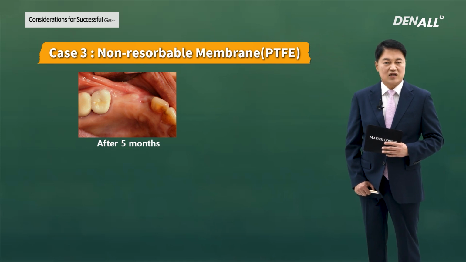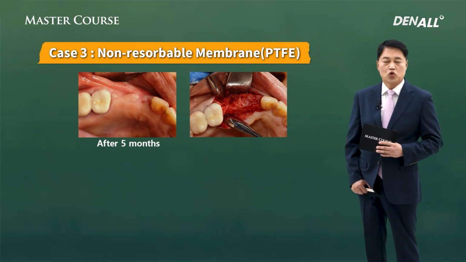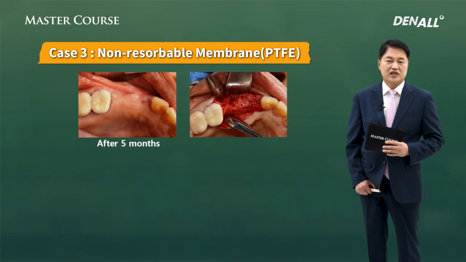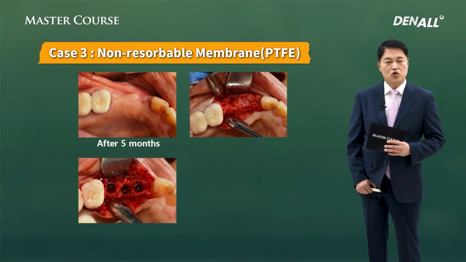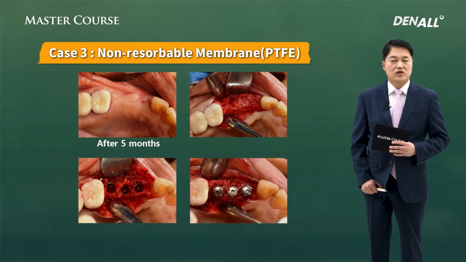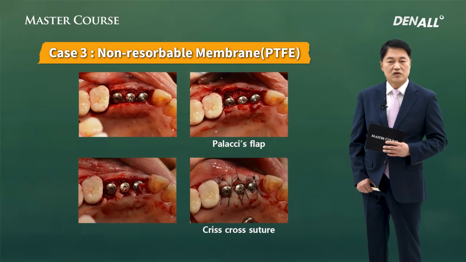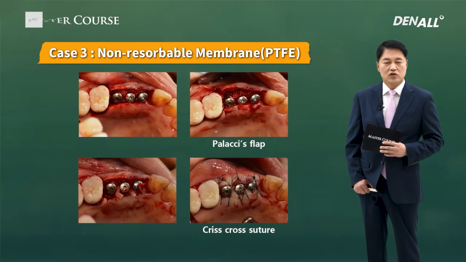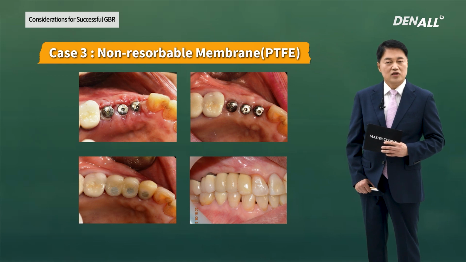Anyway, I removed it, and this is 5 months later. This is when I tried to place the implant. So GBR was rather successful, and I placed the implant. This is after implant, and additionally bone graft was done. 1-stage surgery was done. This is how I did the treatment. I formed Palacci flap and did crisscross suture, and after that, prosthesis was delivered.